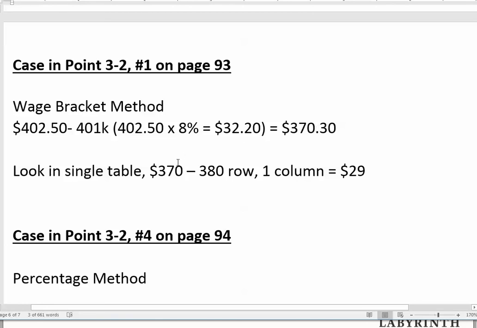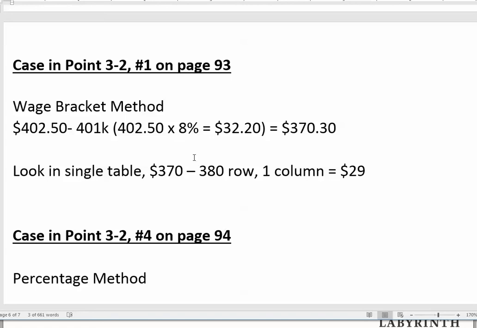So we're going to look at the single table, the 370 to 380 row, which we can look at on page 90 or turn to the tables in the back. I'd like you to get in the habit of turning to those tables because you're going to have to use those for homework. So I'm turning to the weekly single on page 245. He made $370 and 30 cents, so $370 to $380. The $370 to $380 line, looking under one withholding allowance, is $29. So his tax will be $29.